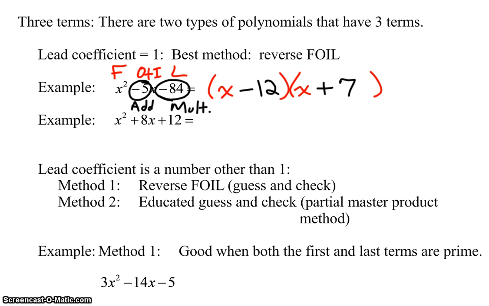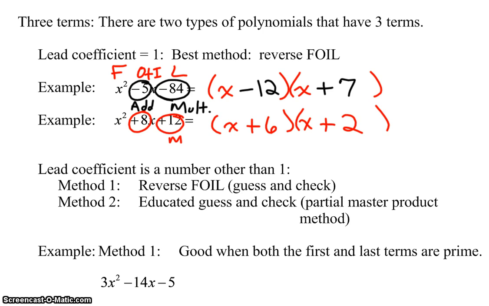We do the same thing on the next one. It's a little bit easier because the signs are all the same. In order to get x squared, we had an x and an x, and then the two numbers that multiplied to 12 and added to 8 are 6 and 2. It doesn't matter which binomial comes first.